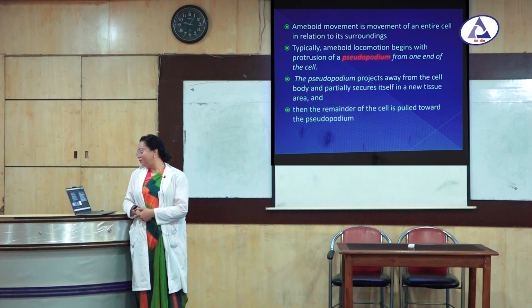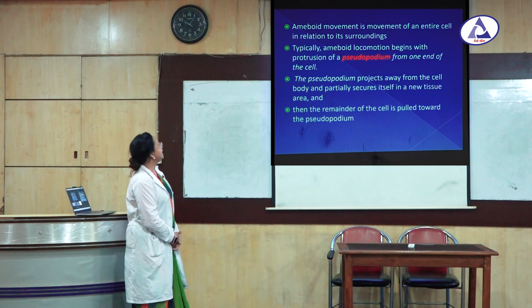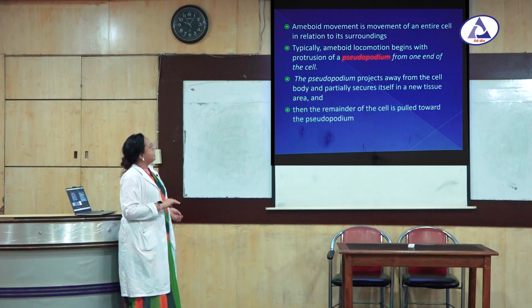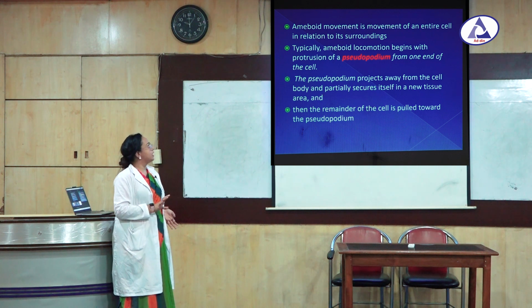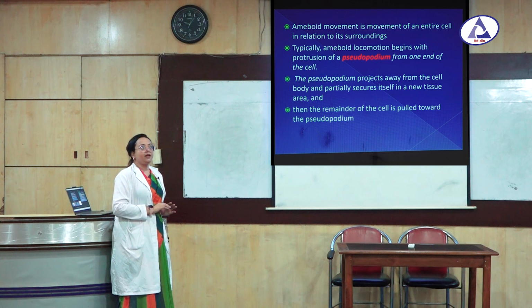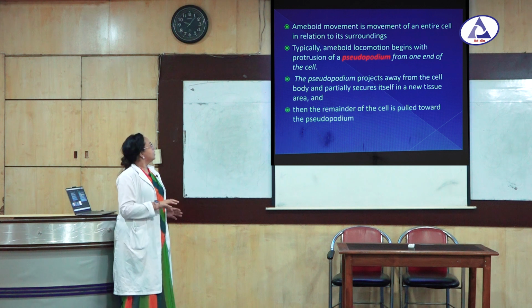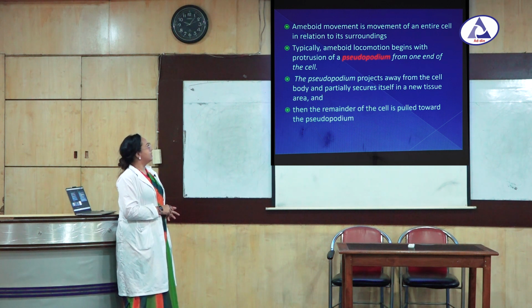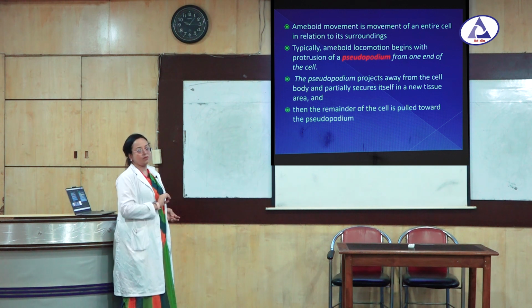So what is amoeboid movement? Amoeboid movement is movement of the entire cell in relation to the surroundings. Typically, amoeboid locomotion begins with protrusion of a pseudopodium from one end of the cell. Pseudopodium means they put out a projection from the cell. The pseudopodium projects away from the cell body into the new tissue area, then the whole cell goes with the pseudopod.